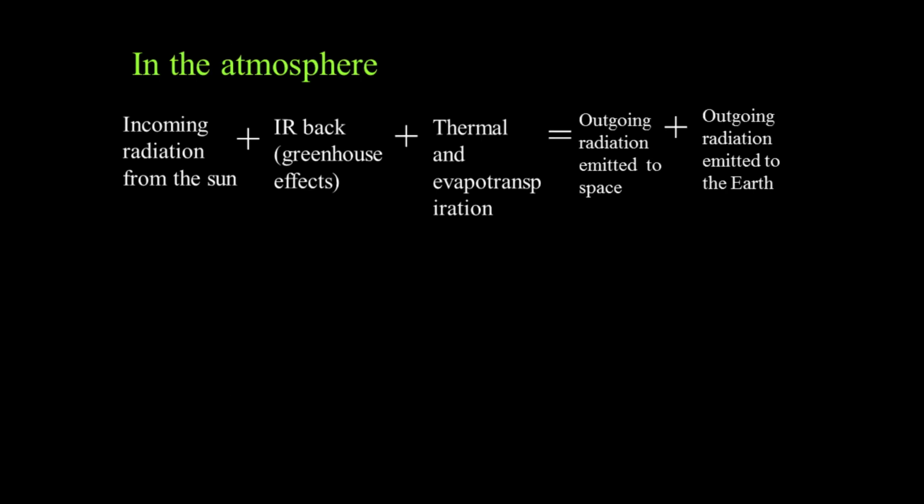In the atmosphere, you have incoming radiation from the sun plus infrared back into space through greenhouse effects plus thermal and evapotranspiration equals outgoing radiation emitted to space plus outgoing radiation emitted to the Earth.